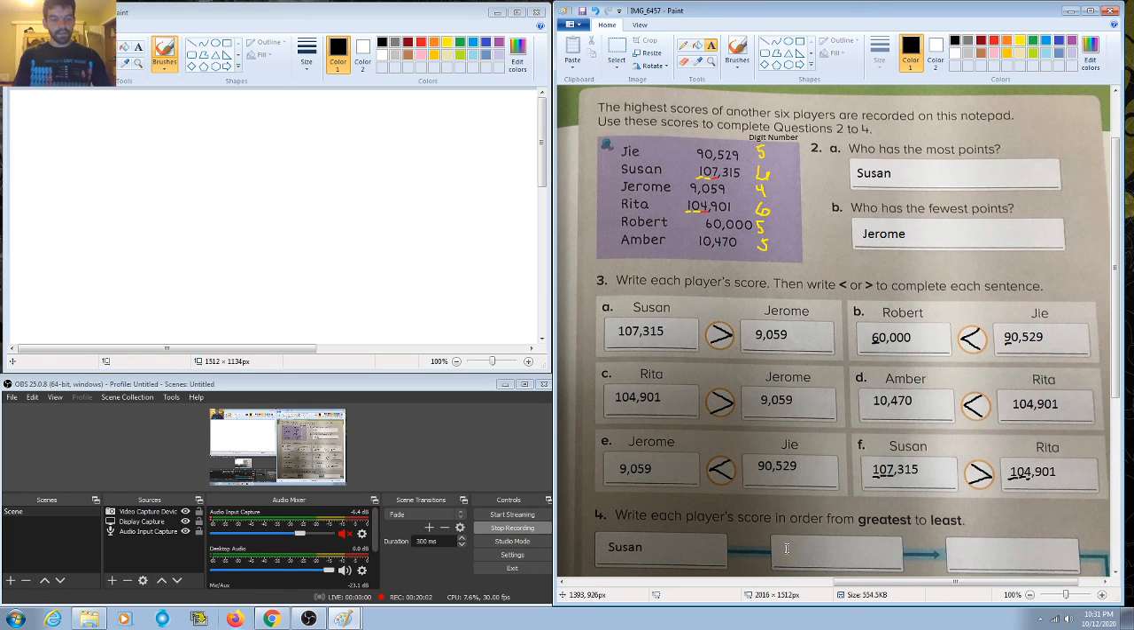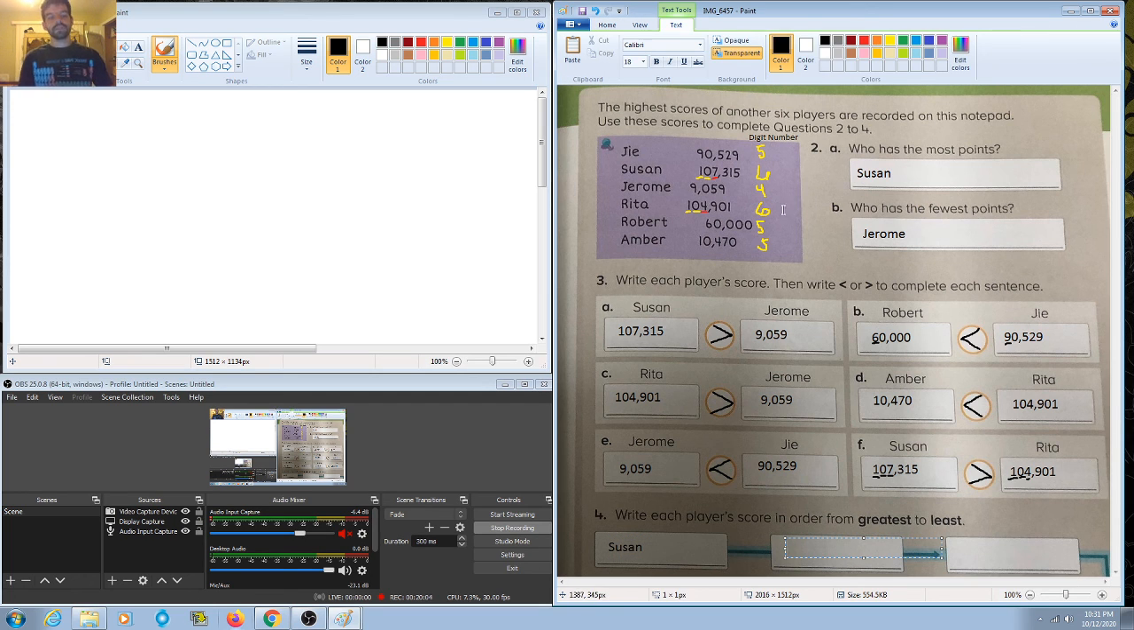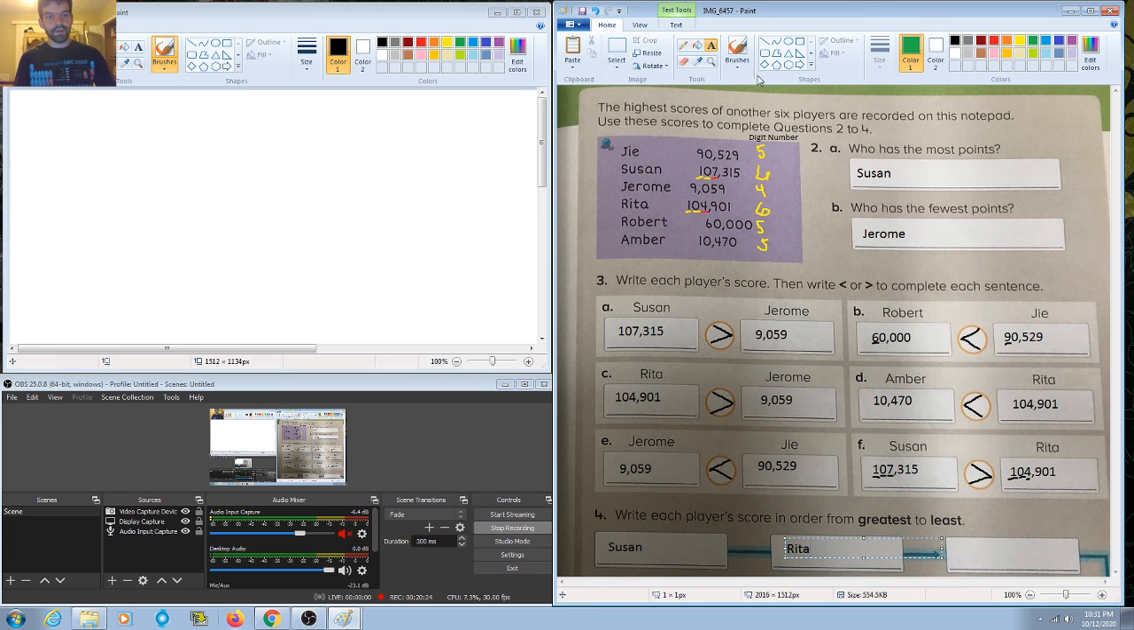Okay. And then we saw that the only other 6-digit number to compare it with in terms of the greatest value was Rita's score, and we had to go to the thousands place to determine that, because the 4 in Rita's score in the thousands place is less than Susan's, which was 7 in the thousands place. Then what I'll do as we're doing this one is check them off as we put them in the boxes.